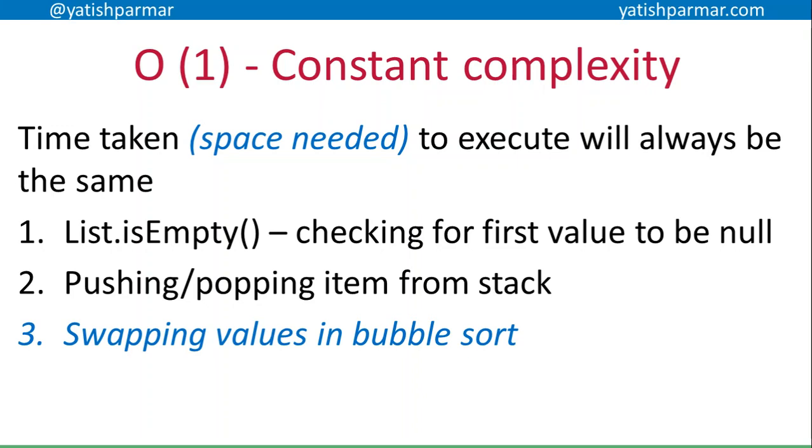Finally, in terms of space, if you're performing a bubble sort, the amount of extra memory you need in order to perform that operation is always going to be the same, because you only need one extra variable, i.e. that temp item, to hold one value while you're performing the swap during a bubble sort.